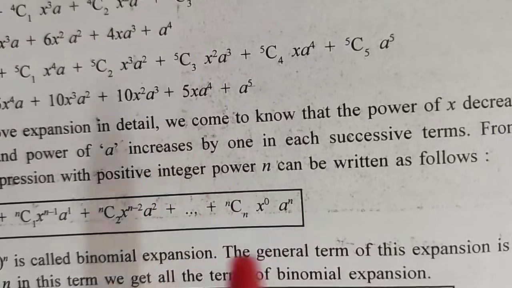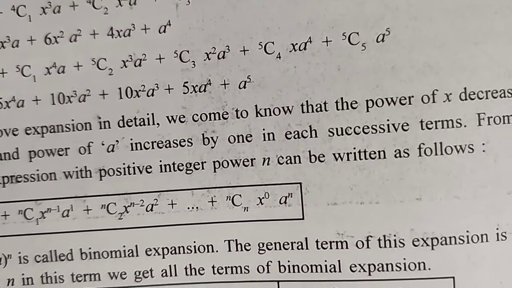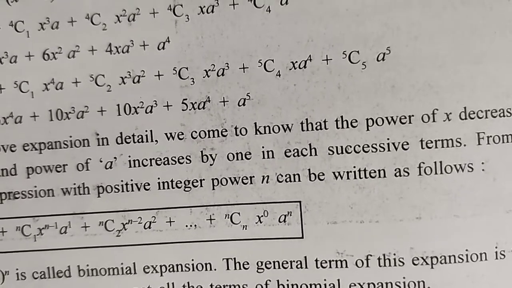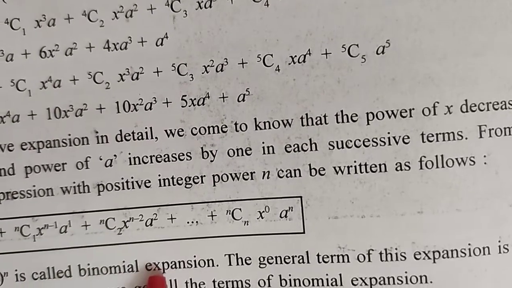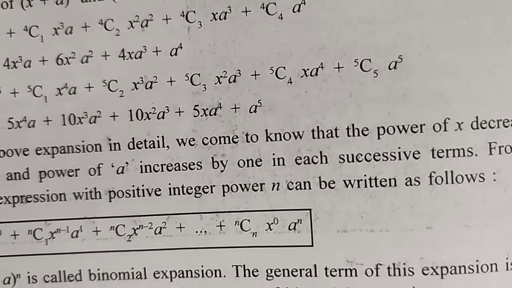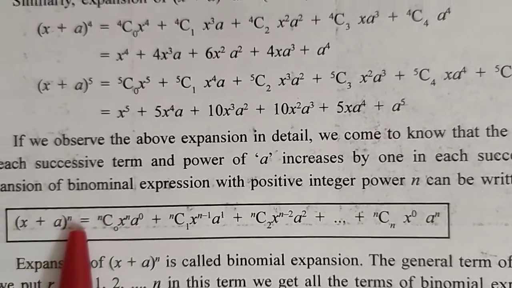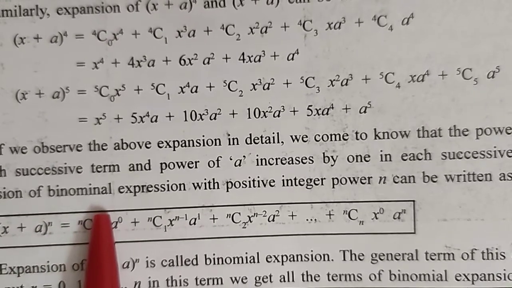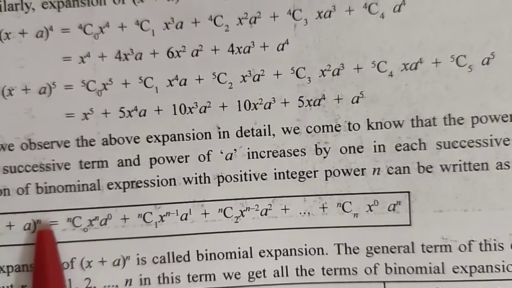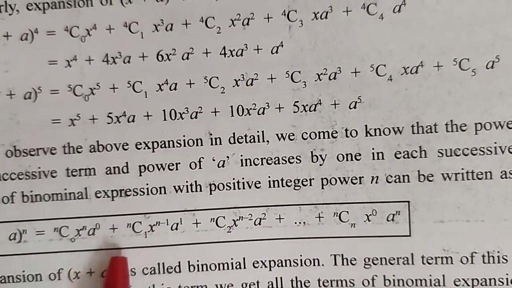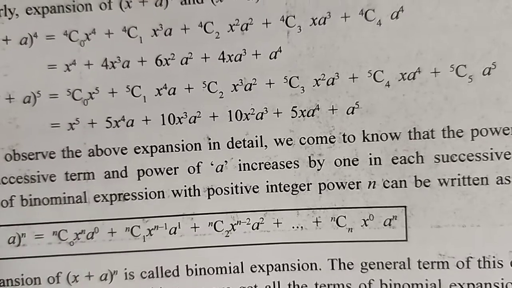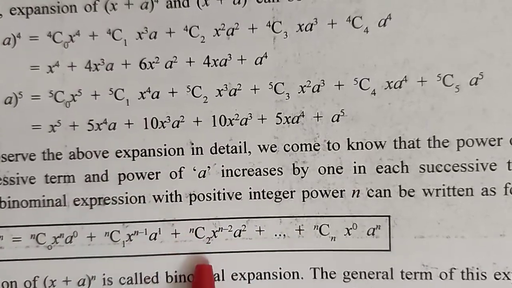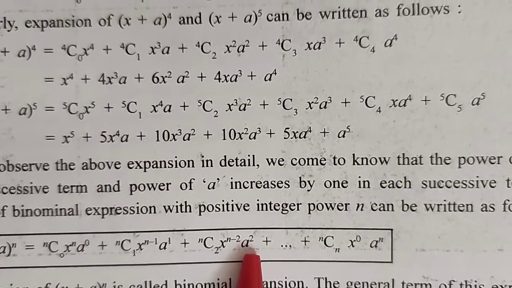Now the expansion of binomial x plus a with any positive power n is known as binomial expansion. For example, x plus a raised to n is equal to nc0 x raised to n a raised to 0, then nc1 x raised to n minus 1 and a raised to 1, then nc2 x raised to n minus 2 a raised to 2.